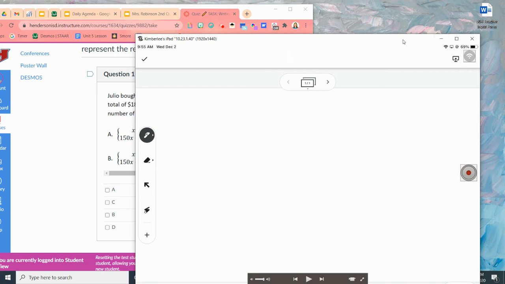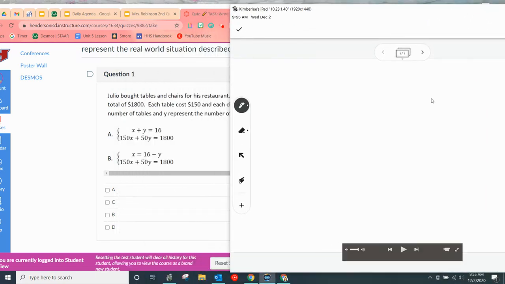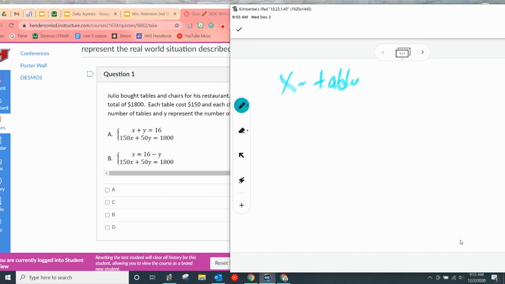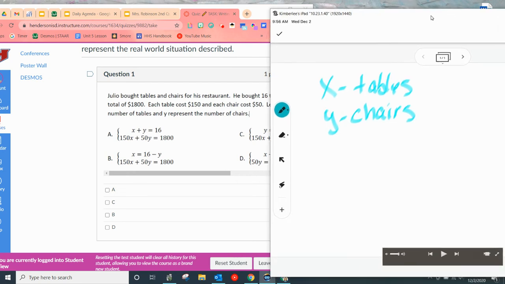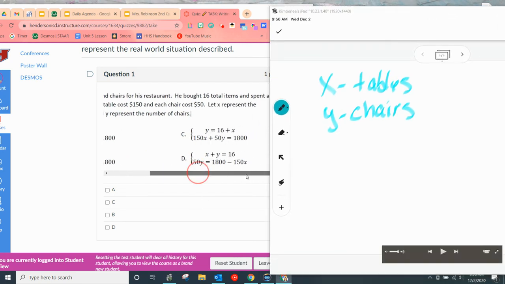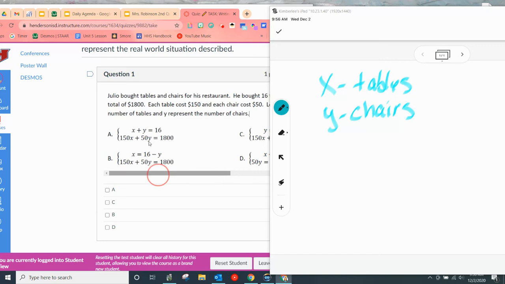Okay, there we go. Let's note, and this is good to do on a piece of scratch paper, they told us that X is going to represent my tables and Y needs to represent chairs. That's important so we keep those straight. So write that down somewhere. X represents tables and Y is going to represent the number of chairs.